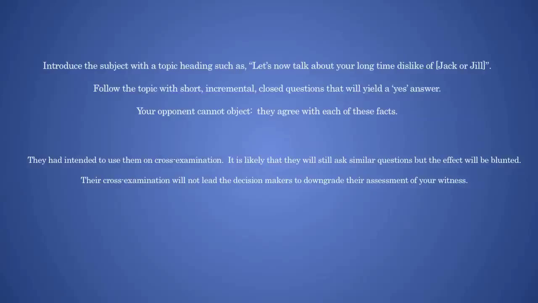It is likely that they will still ask similar questions, but the effect of the question and the answer of the witness upon the decision maker will be much diminished. Their cross-examination will not lead the decision makers to downgrade their assessment of your witness. However, if you've done nothing to confess and avoid, you've let your witness hang out to dry.